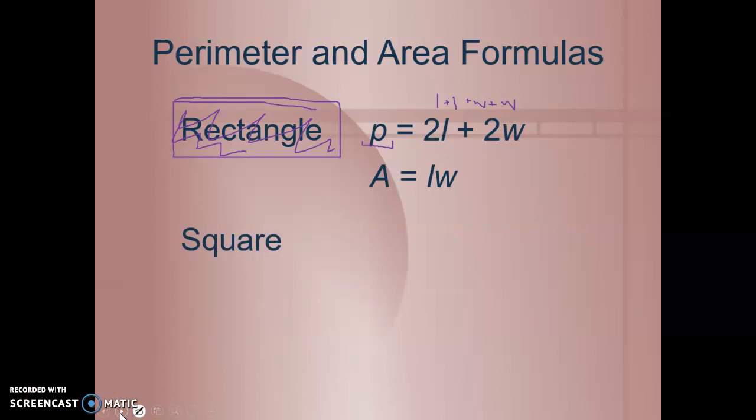For a square, you can use the same formula as a rectangle, since a square is a special type of rectangle, but sometimes you'll also see this. Since a square has 4 equal sides, it's just 4 times the side for the perimeter, or side squared for the area. Again, you can use these for a square. A square is just a special type of rectangle.